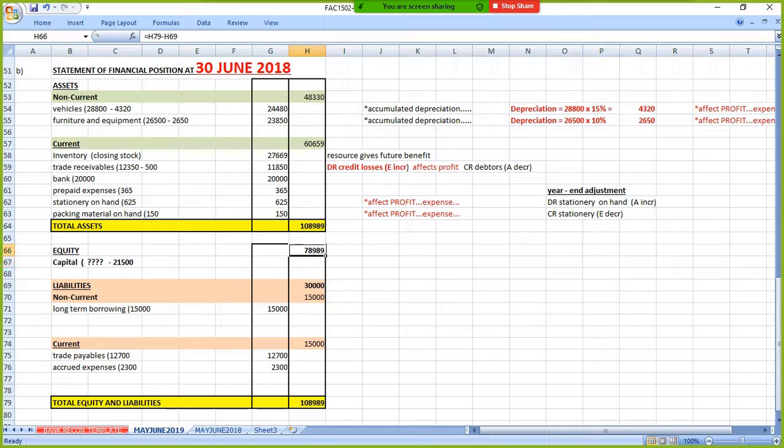So the equity is going to be 78,989, which would be the capital figure. Is equity always capital minus drawings? Capital minus drawings, no, you still have to add the profit or loss. But remember we didn't have that. Plus the profit or minus the loss. There's more to capital than just that. Is that all right?